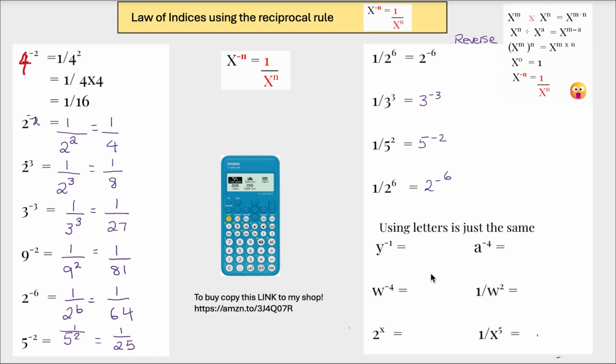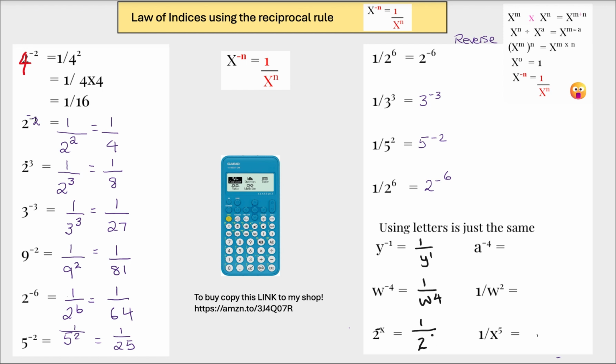A few examples using letters. Don't panic. It's just the same as everything else you do. I know letters confuse you. It is really confusing. However, the more you do it, the better you will get. So let's just do this one. We've got y to the negative 1. Let's flip it. That's it. You don't have to put the 1 there, but you can. Same again. 1 over w to the power of positive 4. Exactly the same as before.